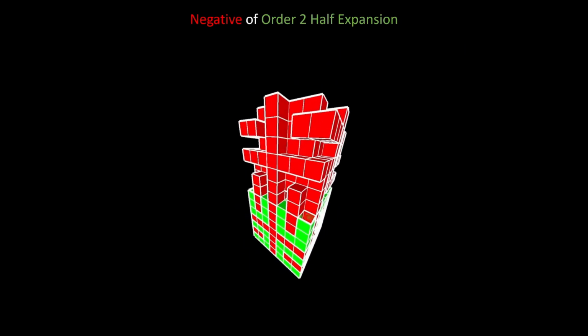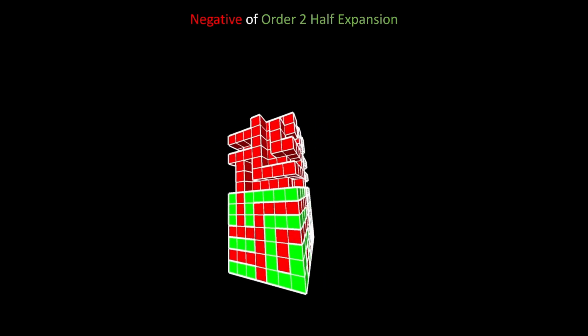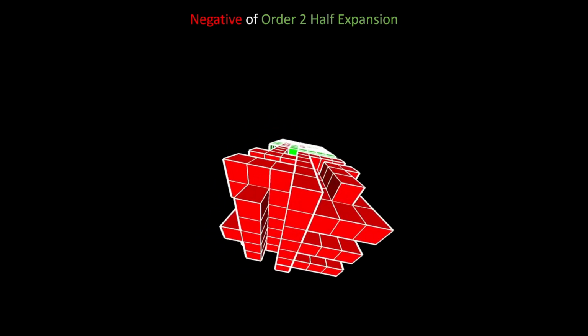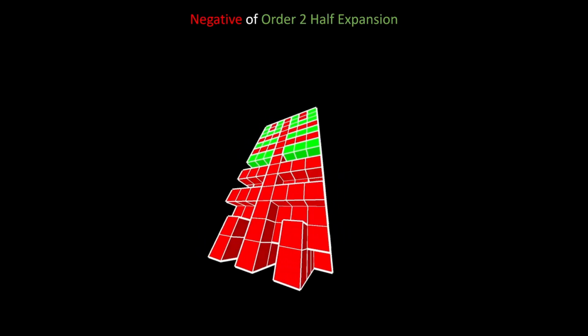And here we have the negative of an order 2 half-expanded Hilbert cube. The Hilbert cube is in green, and the negative is in red, which has been mirrored at its base.